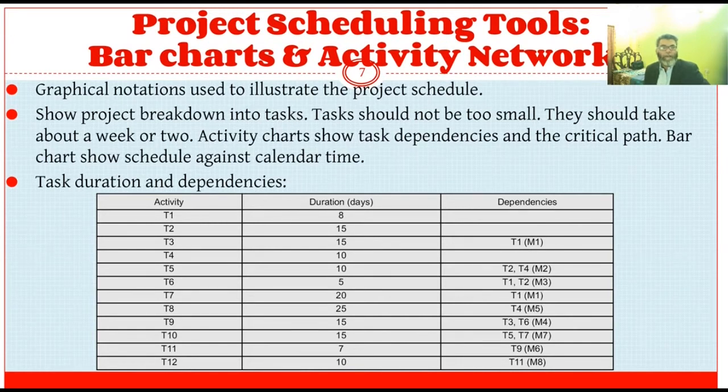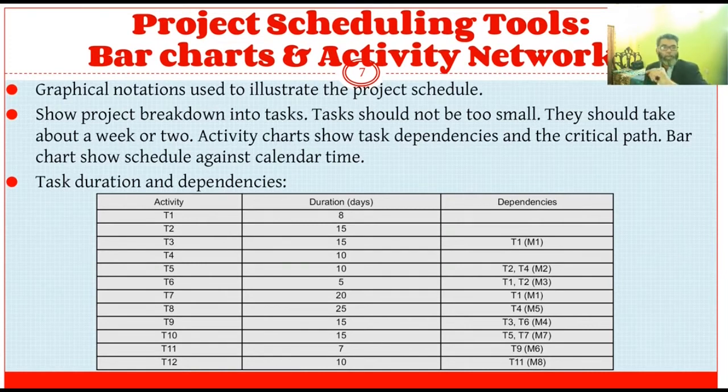Here is an example where task duration and dependency are given. In the first column, the activities T1, T2, etc. up to T12. The second column shows the duration, and the third column shows the dependencies. From the table, it is clear that the tasks T1, T2, and T4 do not have any dependencies, so they can start from the beginning. In addition to the dependencies, for T1, in the bracket, they have given M1, which stands for milestone, which is the middle activity between two tasks.